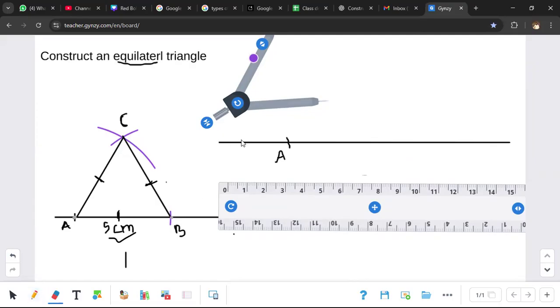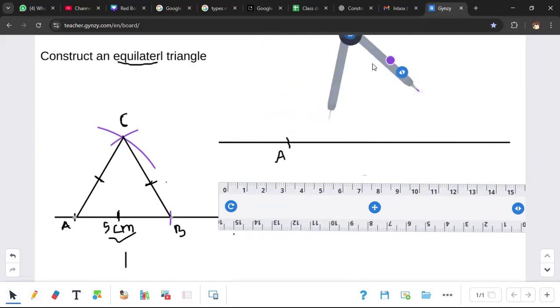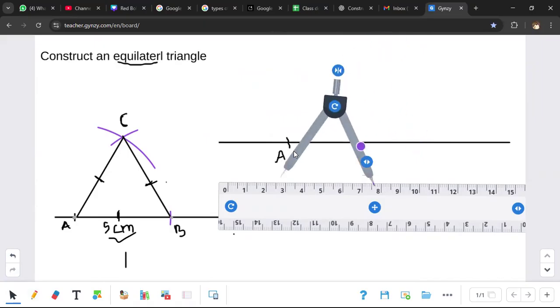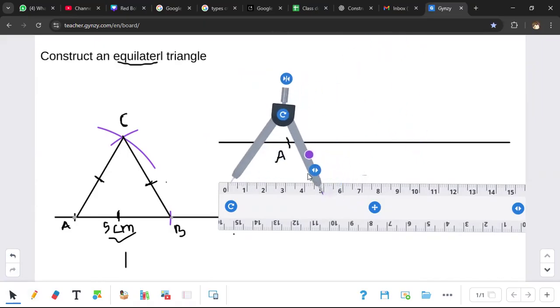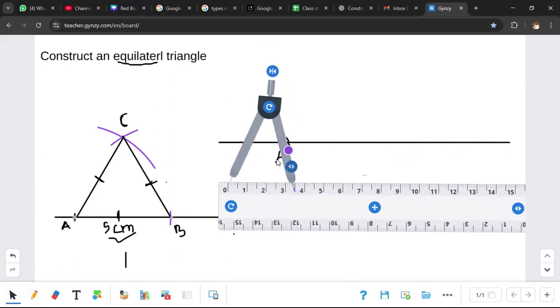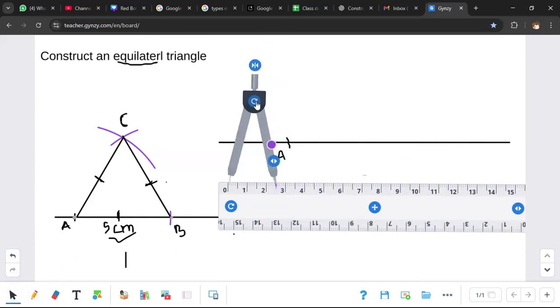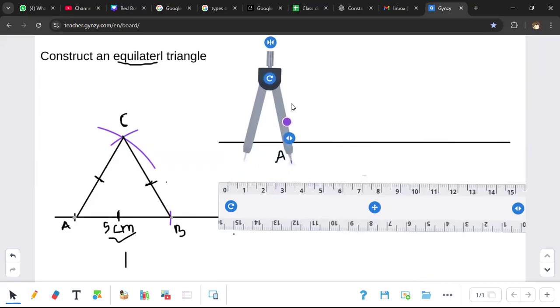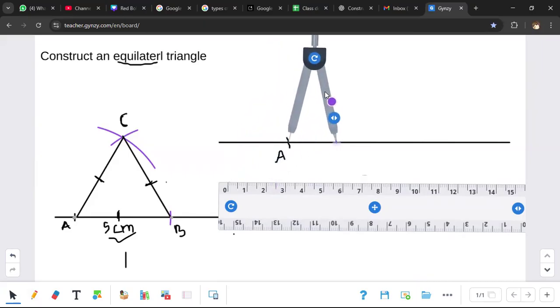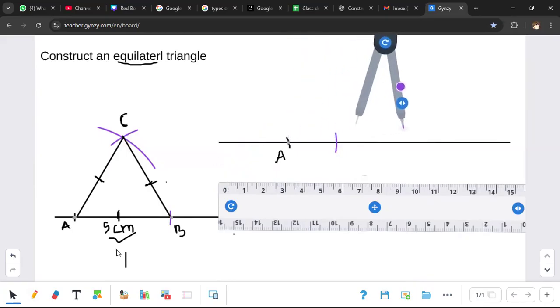Right. Then after that, I am going to take my compass and place it on my ruler, and take the length as 2.5, something like this. I'm going to take it to point A and mark it like this. Then this is my point B.